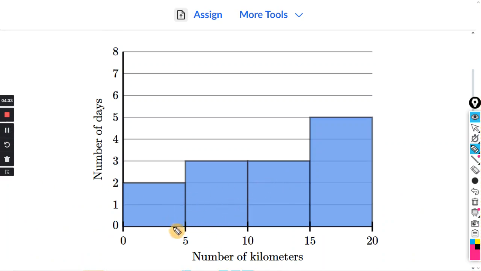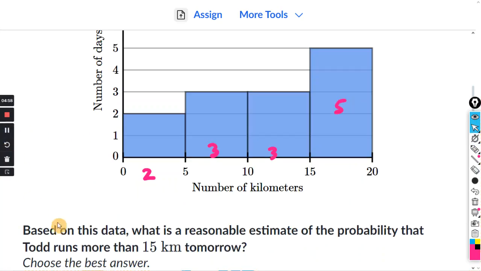This is the number of kilometers, this is the number of days. So right here, this is going to be 2 days. Right here, this is going to be 3 days. Right here, this is 3 days. And right here, tracing it across, this is 5 days. So we're looking for the probability that he runs more than 15.